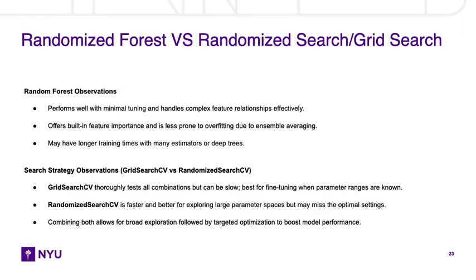So grid search CV tests all of the combinations but can be slow, best for fine tuning when parameter ranges are known, and randomized search CV is faster and better for exploring large parameter spaces but may miss optimal settings. Combining both allows for broad exploration followed by targeted optimization to boost model performance.